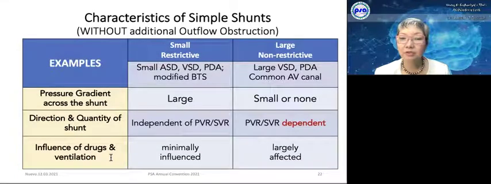and ventilation. So for large shunts, it is important that we understand the relationship of PVR and SVR because the flow is dependent on this relation. And also for large shunts, they are largely affected by the drugs and ventilatory maneuvers that we do perioperatively.